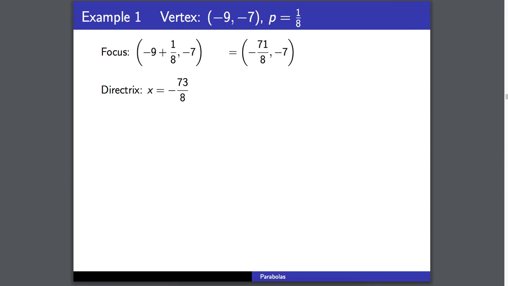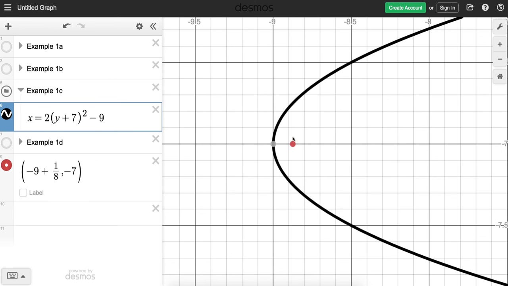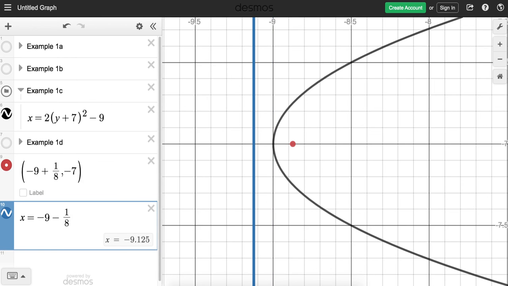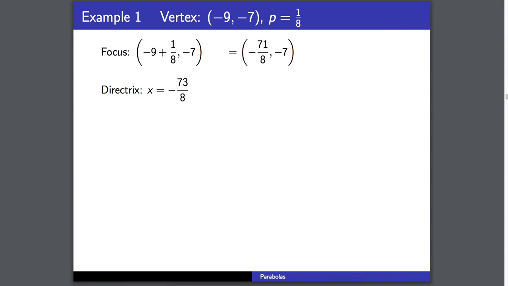Our directrix line, we're going to go the opposite way. So instead of adding 1/8 to go to the right, for the directrix line, we want to go to the left. So we want to do x equals -9 minus 1/8, which gives us -9 1/8 or -9.125, which, if we convert it to an improper fraction, is -73/8.